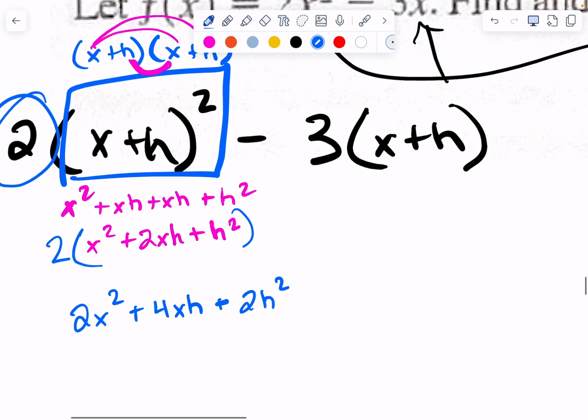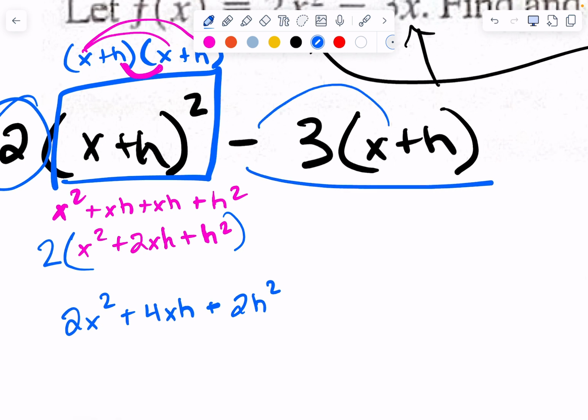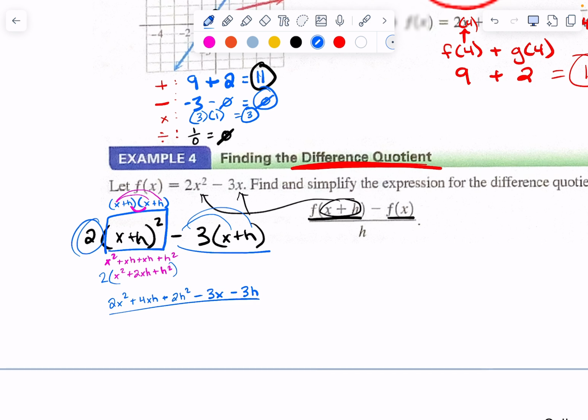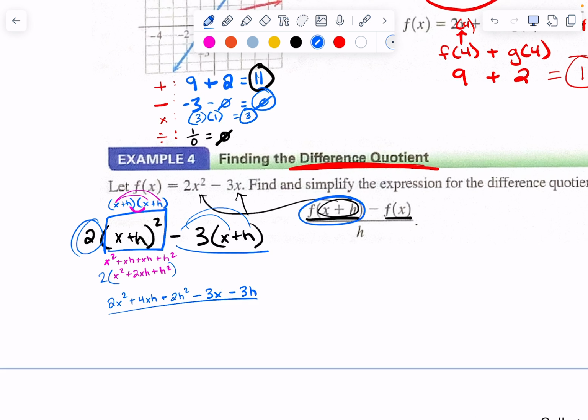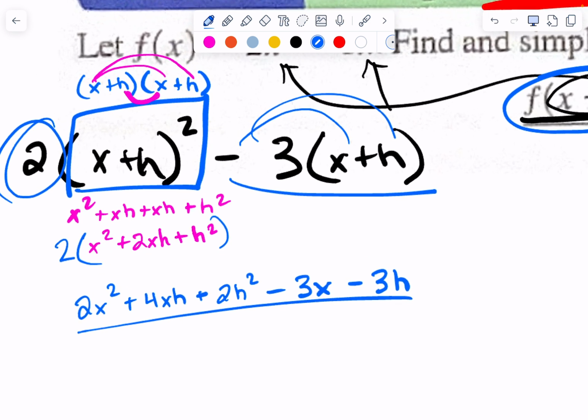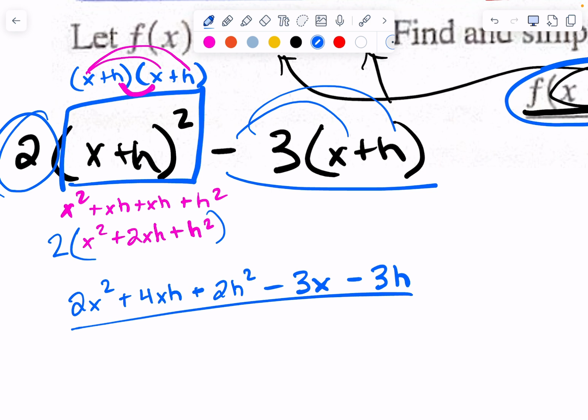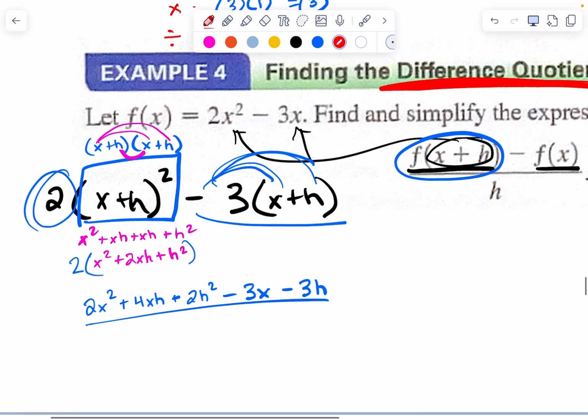Blah, blah, blah, blah, blah. Okay, now I got to do this part right here. Distribute your 3 through. So minus 3x minus 3h, right? If I distribute the negative 3 through. And that's that whole thing right there. This is f of x plus h. What? You don't FOIL this guy, because he doesn't have a square on the end of him. I just am distributing the negative 3 through. That's it. Okay? All right, so that's the most disgusting part. That is this part right here.